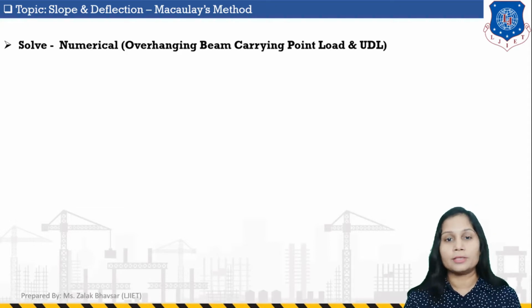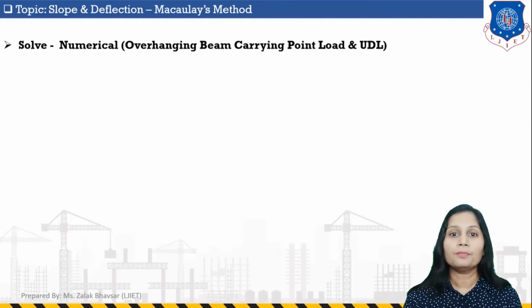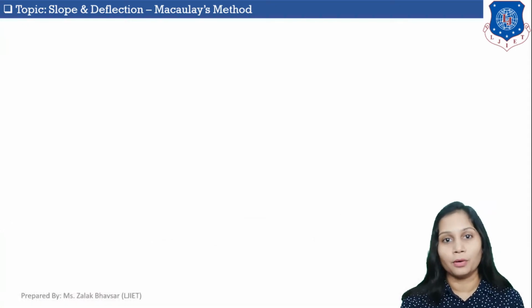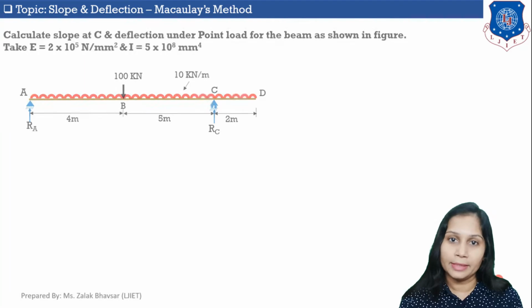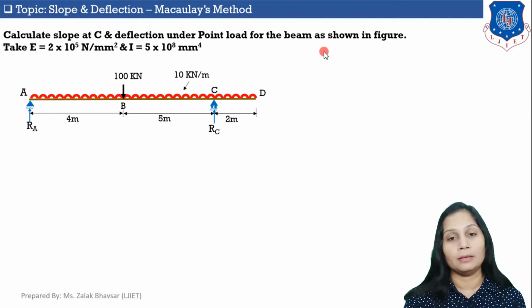Now, in today's session, we will calculate slope and deflection of an overhanging beam which is carrying UDL and point load both. Now let's start calculating our numerical. So first of all we need to read our data. We need to calculate slope at point C and deflection under point load for the beam given in the figure.